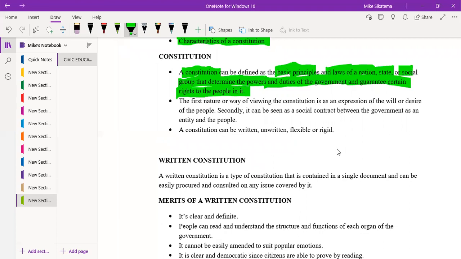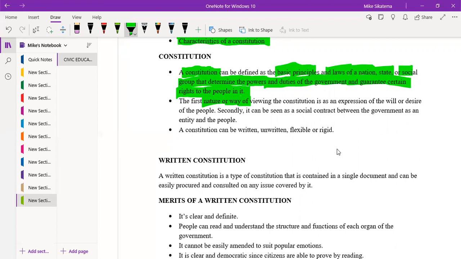No wonder a constitution is actually defined, you can actually say it's the basis of democracy because one, the constitution is going to put people in power by the people, and the constitution stands to protect the rights of those people that have put forth that constitution. So you really have to understand this. No wonder the nature or a way of viewing the constitution is an expression of will or desire of the people. So the will of the people, the desire of the people.